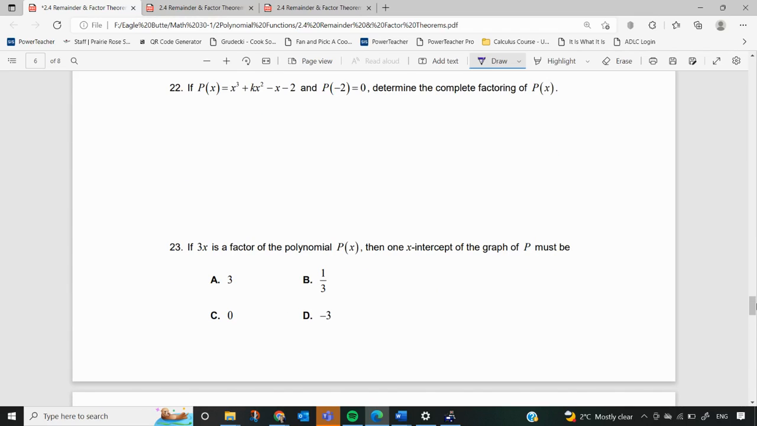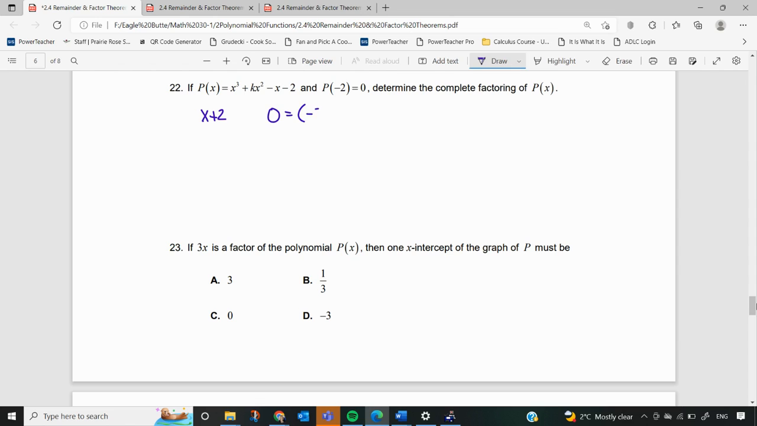If p of x equals x cubed plus kx squared minus x minus 2, and p of negative 2 is 0, then factor completely. So we know that x plus 2 is going to be a factor, and that's where we can start. So we first need to figure out what our k value is. So we're going to plug in negative 2 and set that equal to 0.